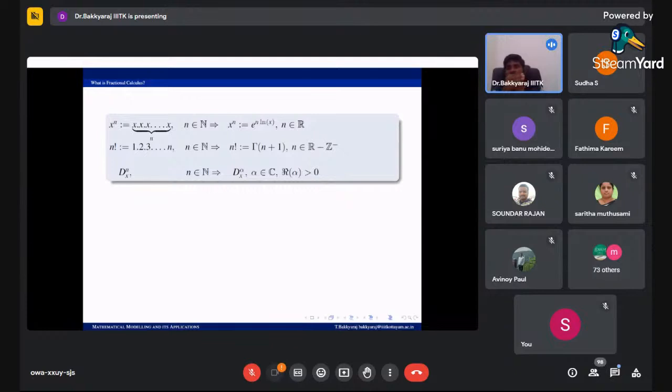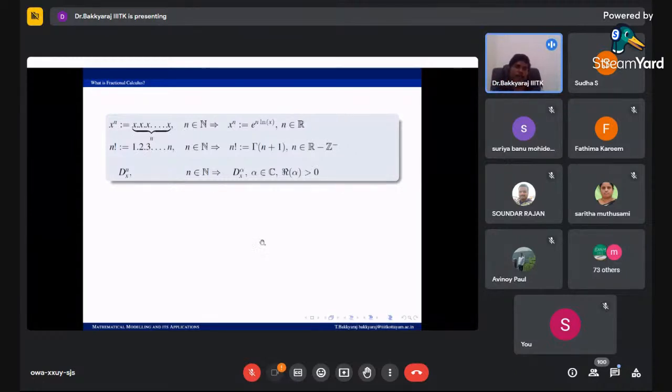Likewise, the factorial function. If n is a natural number, you multiply 1 consecutively up to n. Now we can generalize this to positive real numbers through the gamma function. Through the gamma function we can define the factorial. The gamma function is defined for all real numbers except negative integers, through analytic continuation.